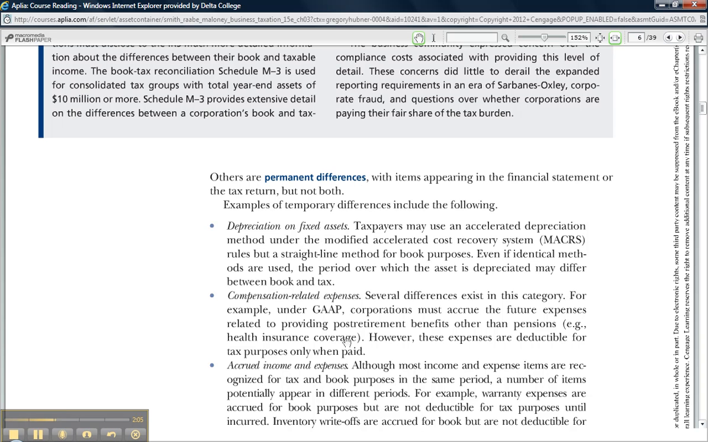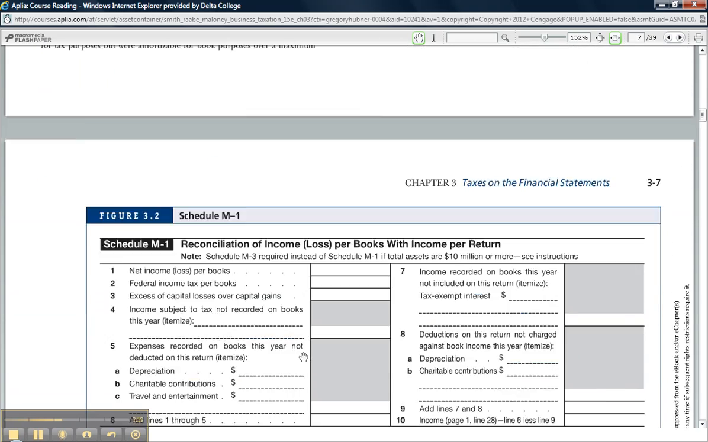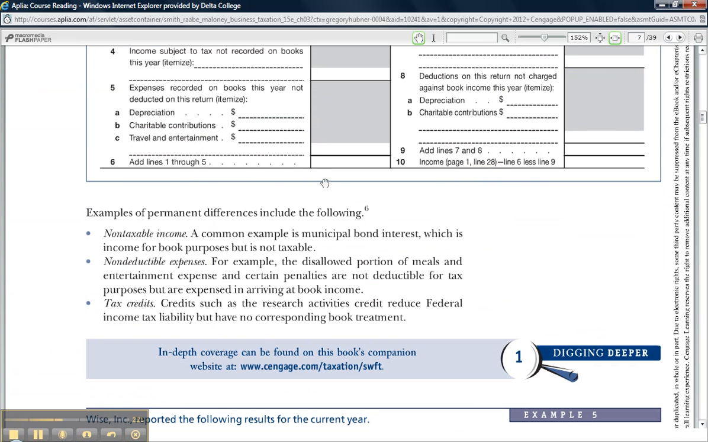These are things that are going to, no, sorry, these are temporary first. We'll get to permanent in a second. Temporary differences are things that are going to be recorded on both the income statement and on the tax return, just in a different period. And here's a discussion of several of those items. And I'll go back up to the schedule in a second.